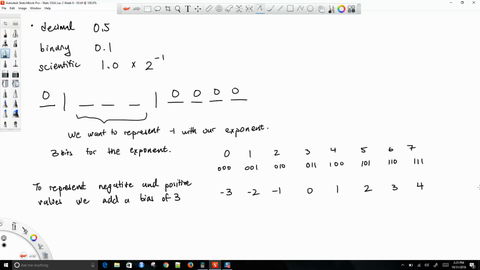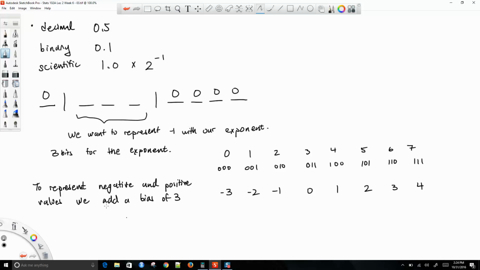Okay, and that's all we're doing, is we're just shifting these numbers so that if we want to represent the value 0 with our bias scheme, we would encode it as 0, 1, 1, which looks like a 3, but there's an implicit bias of negative 3.